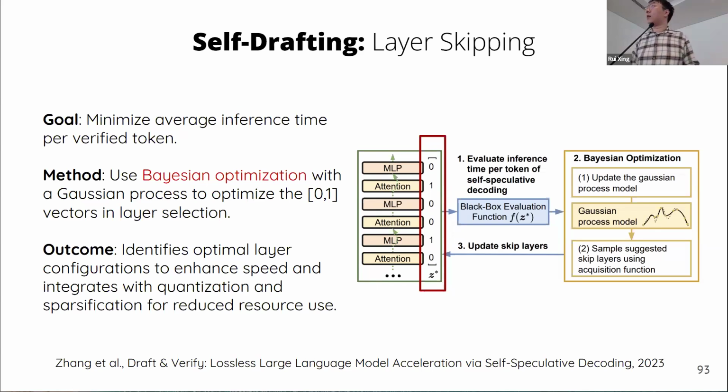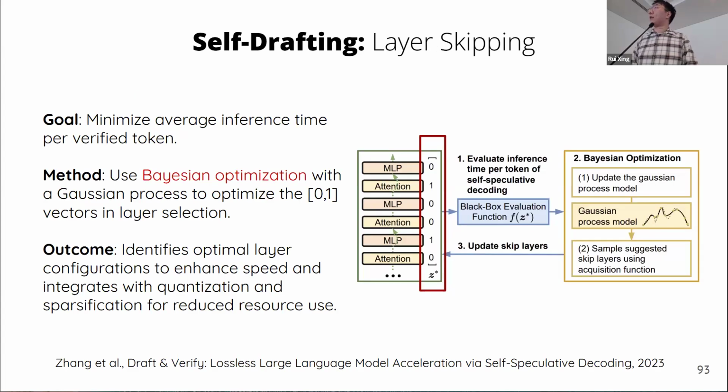And by default, each one should be one. And then we can use Bayesian optimization to evaluate the inference time per token and also the acceptance rate. After this, we can use this acceptance rate as a metric to optimize the vector here. Because it is non-gradient based, it requires a black box evaluation and optimization technique to get which layers are selected during the inference.